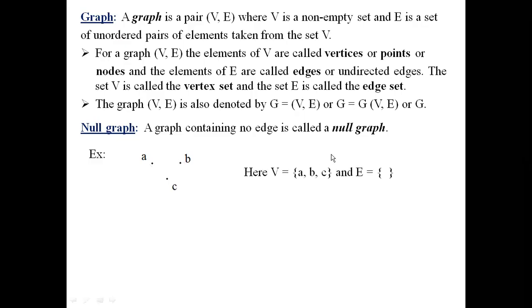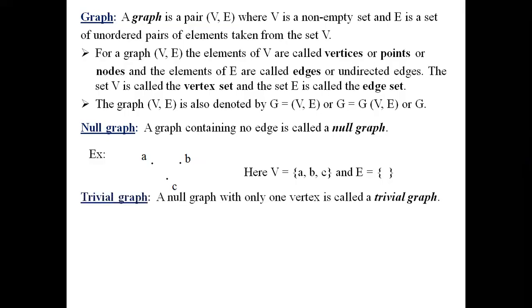Here, V = {A, B, C}, they are the vertices. V is the vertex set and there are no edges. Edges are nothing but the lines joining the vertices. So there are no edges at all. So the edge set is empty.